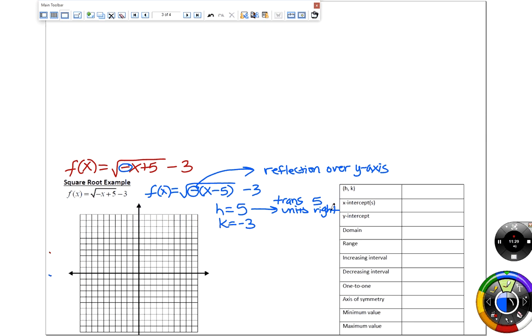Then what is the k of negative 3 doing? Good. Okay. Another translation, because just shifting the graph, right? This time 3 units down.